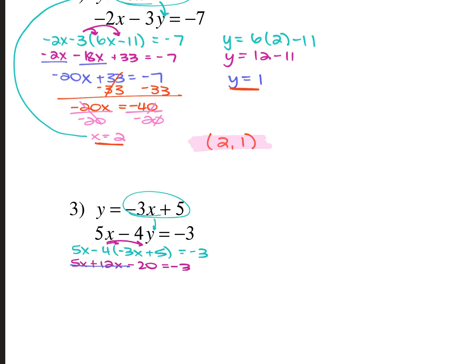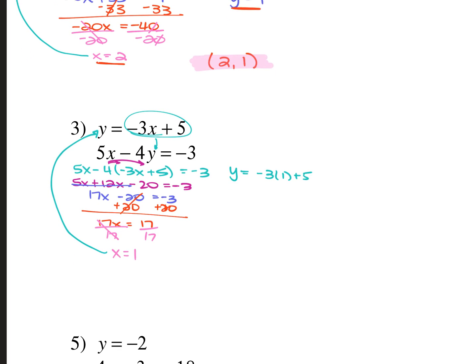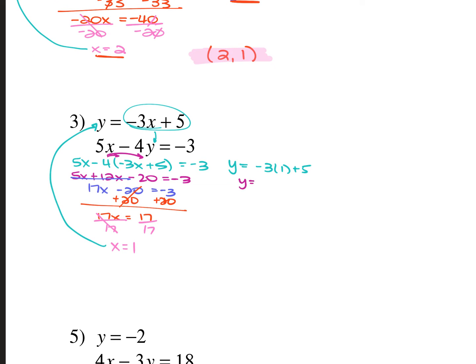Combine your like terms of the 5x and the 12x to get 17x minus 20 is equal to negative 3. And then add your 20 to both sides to get 17x is equal to 17. Divide each side by the 17, and you have that x is equal to 1. Now that you have x, plug it in and solve for y. So y is equal to negative 3 times x, which is 1, plus 5. The negative 3 times 1 gives us negative 3, plus 5 is 2. So if your x is 1, your y is 2. That's the ordered pair, 1, 2.